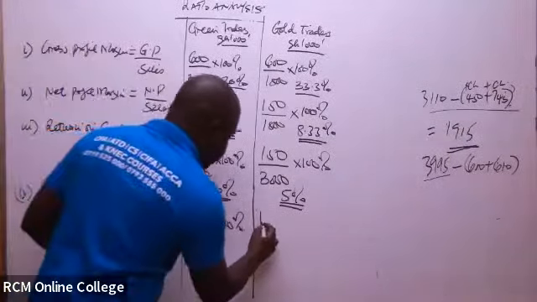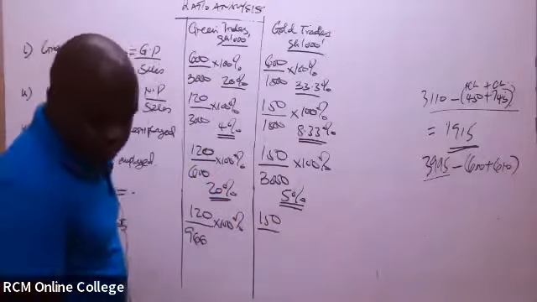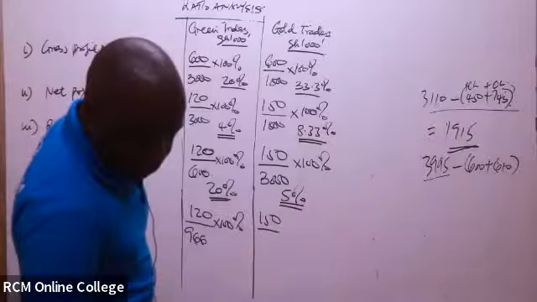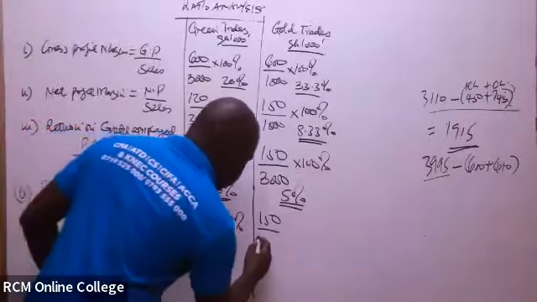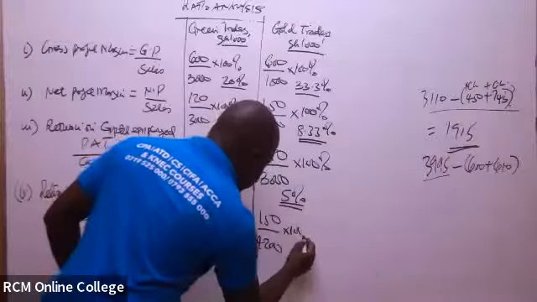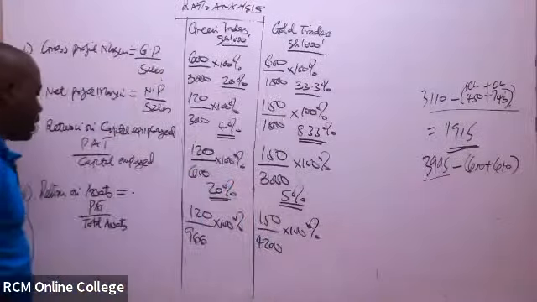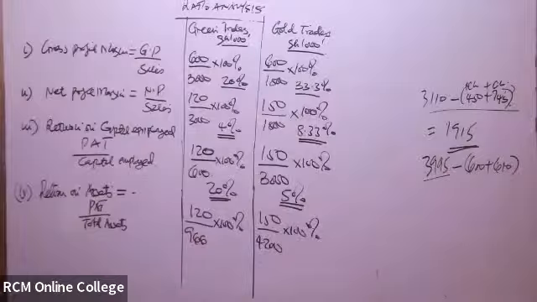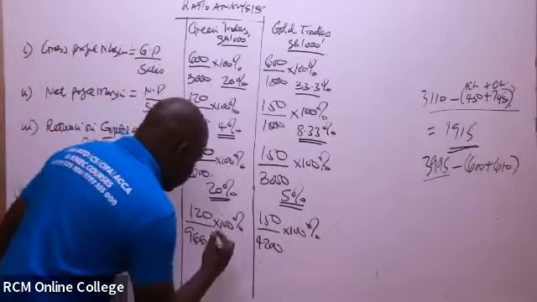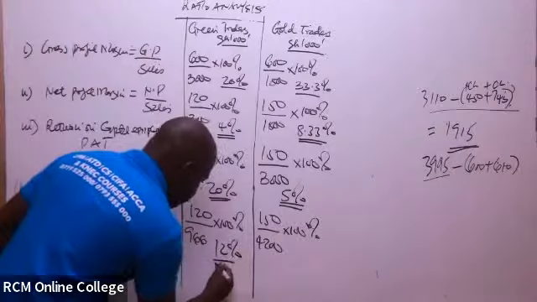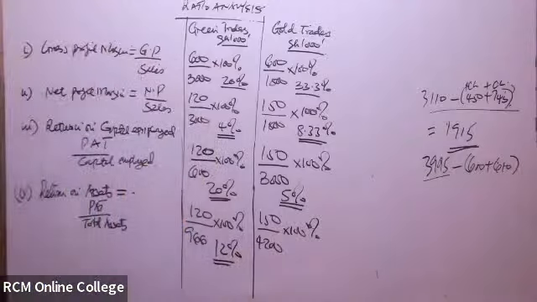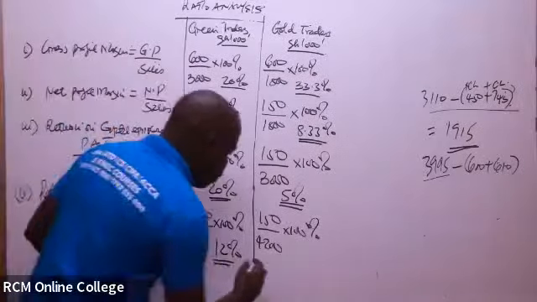Then this other one is 150 over the total assets, which is 4,200, multiplied by 100%. So you get what? The first one, Irene, is 12.42. We can round it off and just say 12%. Then the other one is actually 4%.